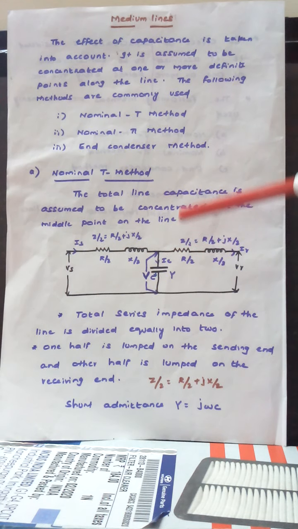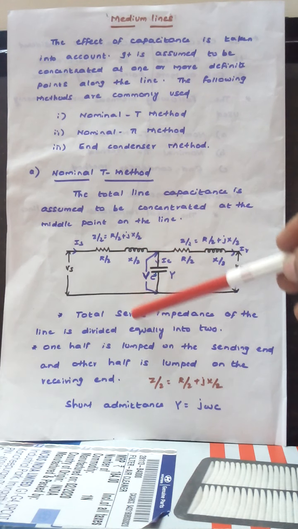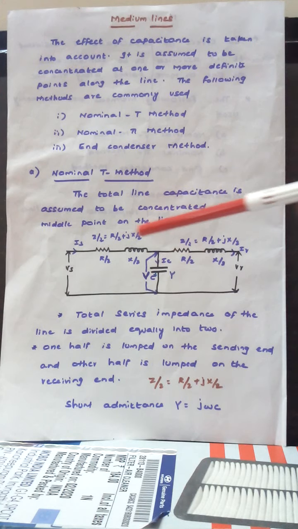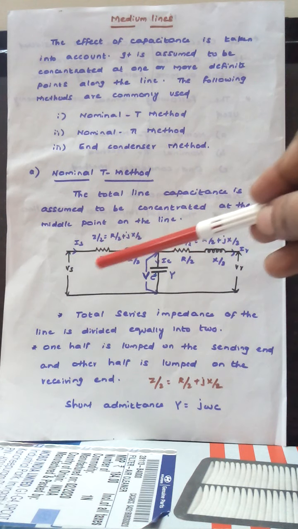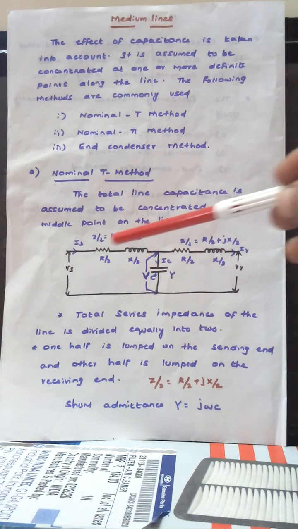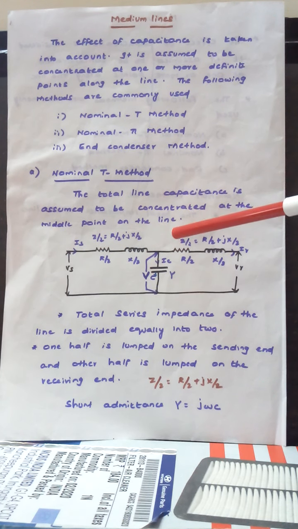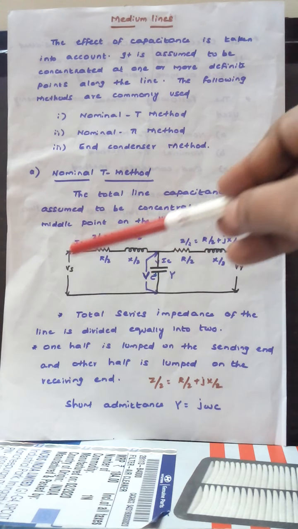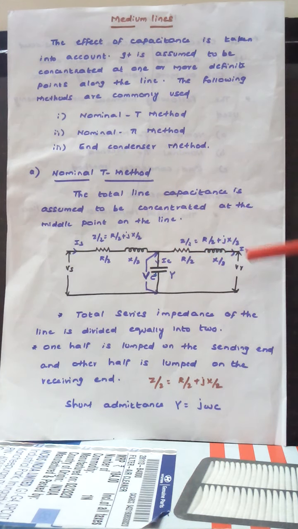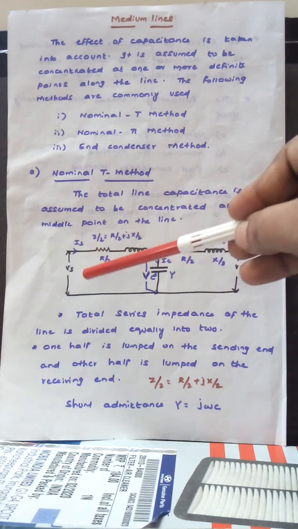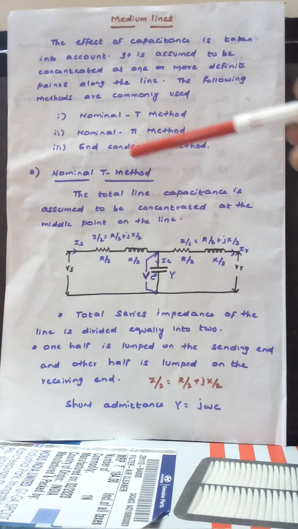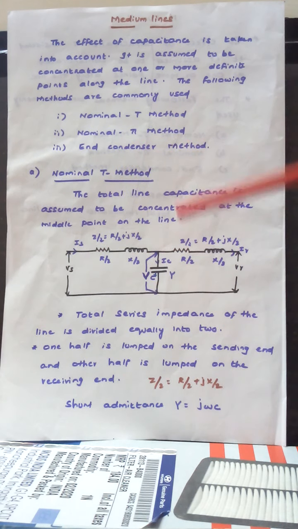So in this method, the total line capacitance is concentrated at the midpoint, at the middle, and the total series impedance is divided equally into two. So here it is Z equal to R plus jX. We are dividing equally into 2, that is Z by 2 and Z by 2. So one half is lumped on the sending end side and the other half is lumped at the receiving end side, correct? If you look at this network, it looks like a T. So we can say that it is called the nominal T method.